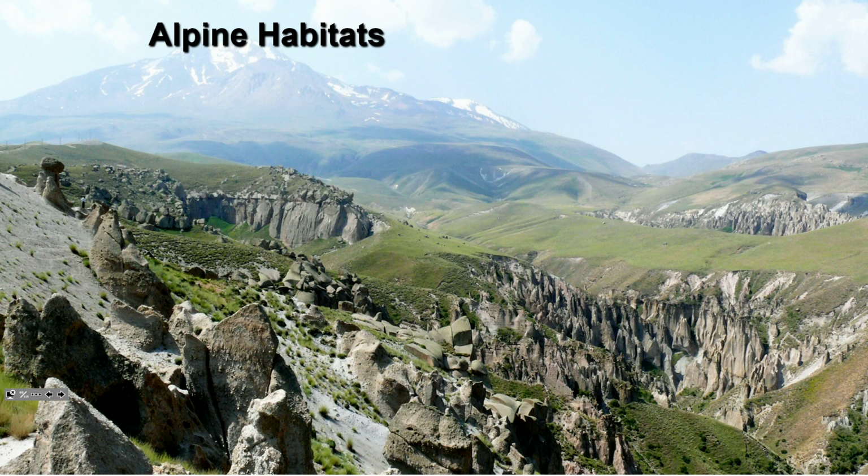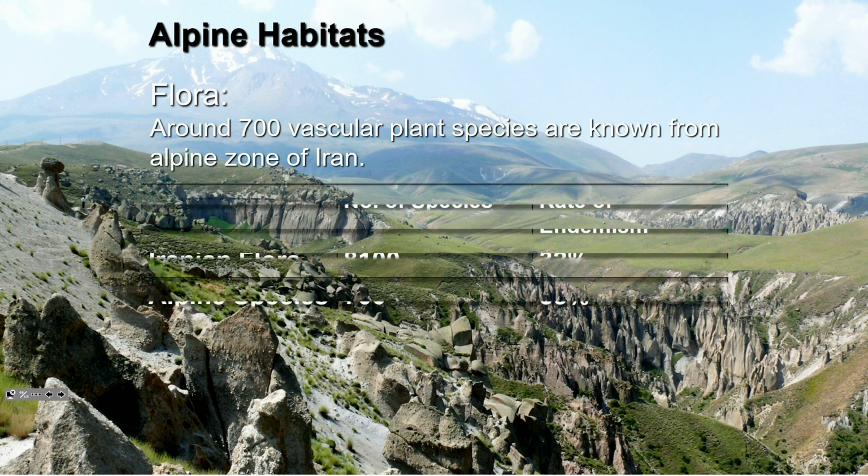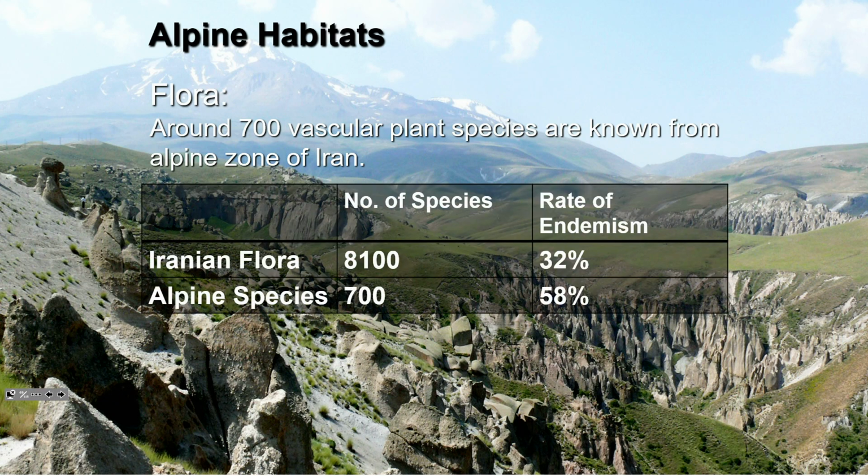Now we go to alpine habitats. There are around 700 alpine species in Iranian mountains, but the majority of them are endemic. You see, I told you there are 8,100 vascular plant species, 32% are endemic to Iran. Of the 700 alpine species, most of them are endemic.